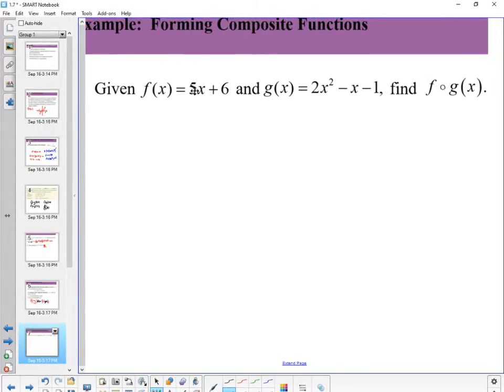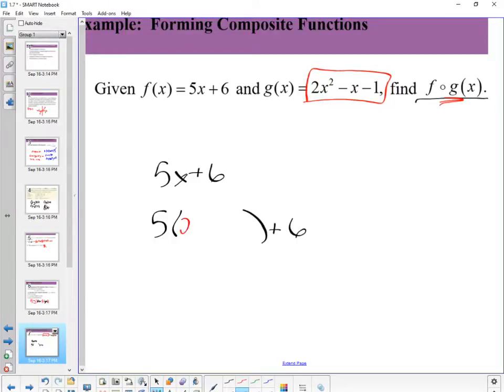Watch me do this, and then you can write down the notes. At least you're doing it twice, right? Once with me, and once on paper. So we're going to compose f of g, with f as my main function. I'm going to start with 5x plus 6. Every parenthesis in my main function, we have to put something into it. What are we putting in there? The g function: 2x squared minus x minus 1.